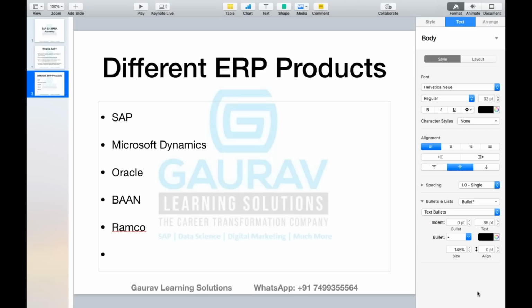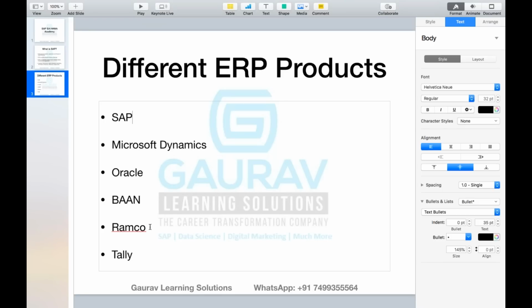Any others? Tally will not come under ERP. Although they say Tally as ERP, according to the definition it should not come under ERP. But for smaller companies, if they are saying yes, they can manage their inventory and their purchases, it's fine. If you want, I can enter Tally also here.